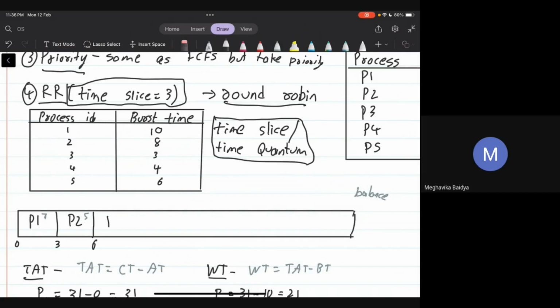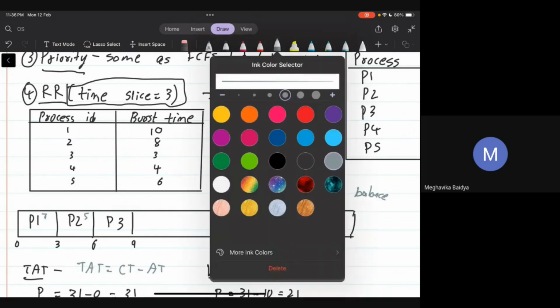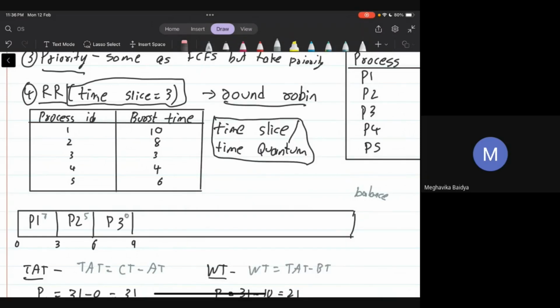Then you go for P3. P3 has a burst time of 3 only. So 6 plus 3 is 9. And what is left is 0. So basically P3 is done now. Then you go for P4, which is again 3 seconds. 9 plus 3 is 12. And what is left for P4? 1 is left, because 4 minus 3 is 1.